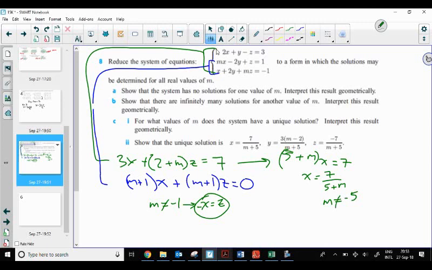So m being equal to -5 indicates that there will be no solution, because I can't divide by 0 here. So that's a huge red flag. Which one of the many no solution cases is it?